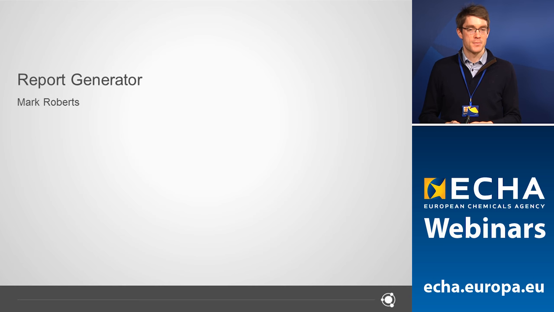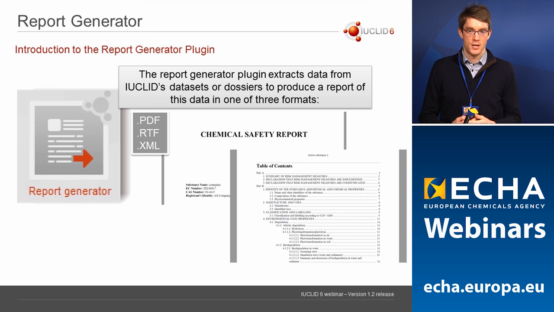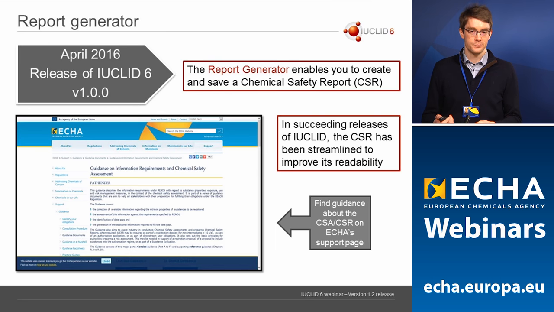Also going through the latest updates to this plugin and to quickly give you a couple of examples of how to use it. So first of all, for those not familiar with the report generator, it's a plugin that extracts data from IUCLID's datasets and dossiers to produce a report in one of three formats: a PDF, an RTF, which is a Word file, or an XML.